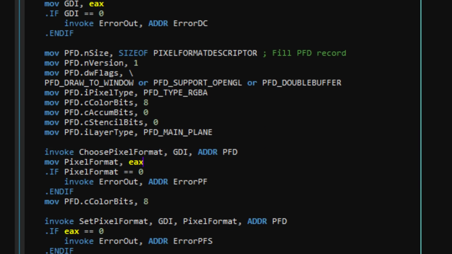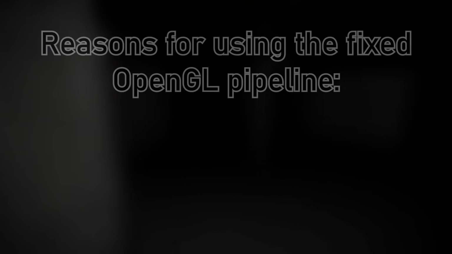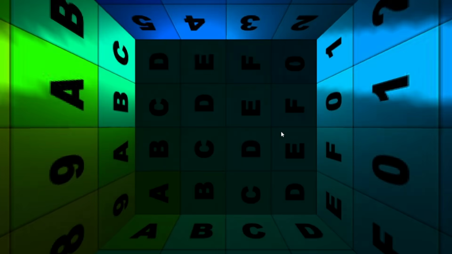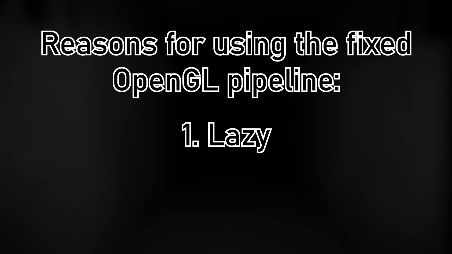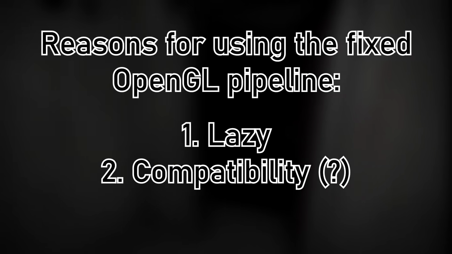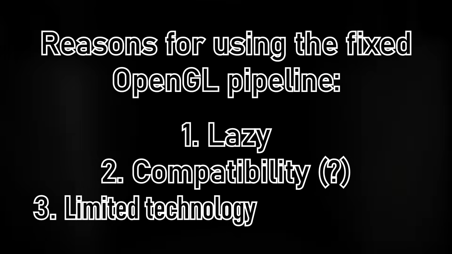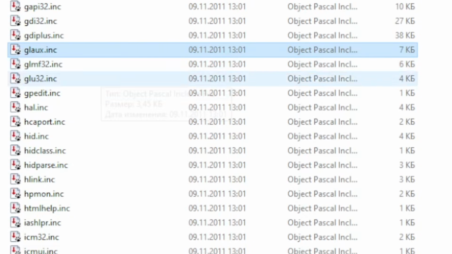Before drawing anything upon the Windows creation, we must also initialize OpenGL. I use the fixed OpenGL pipeline for the sake of simplicity, totally not because I spent like a month working on a game engine in Pascal and tried to use the programmatic OpenGL pipeline and never actually managed to get anything to work. Compatibility? And to see what kind of stuff I could do with such limited technology. And also because MASMZE doesn't have headers for the stuff.